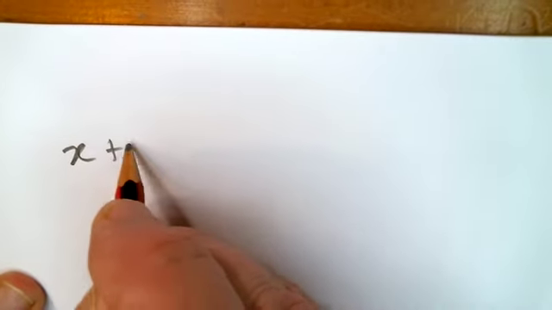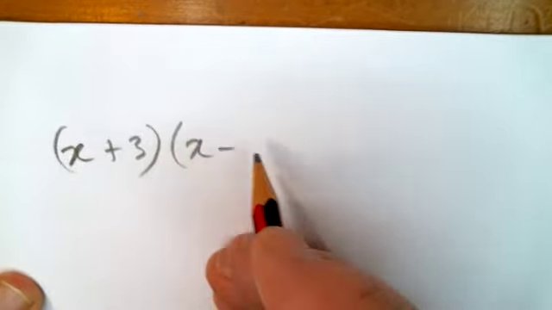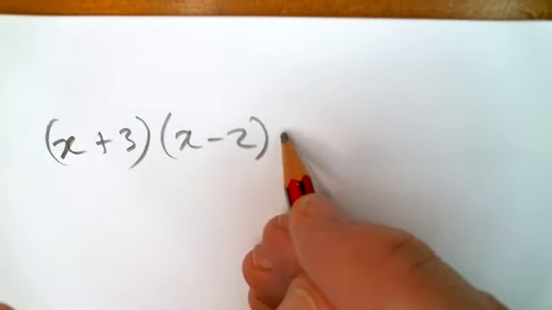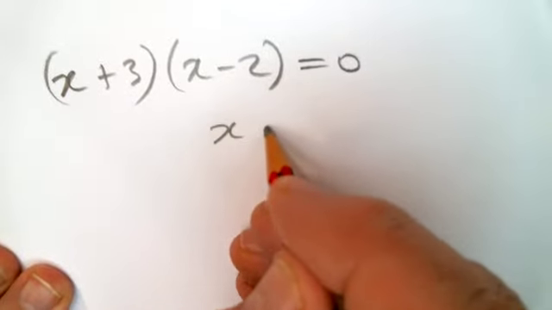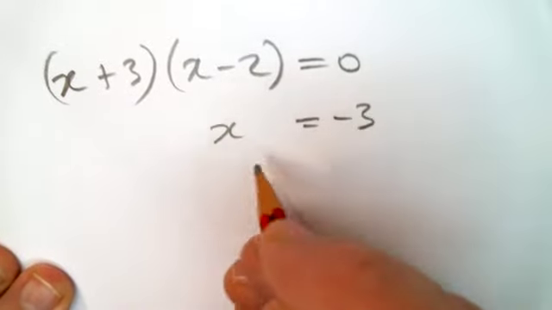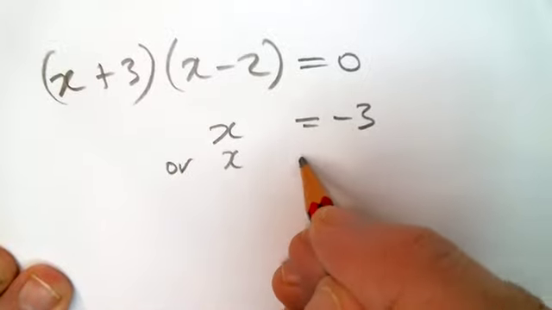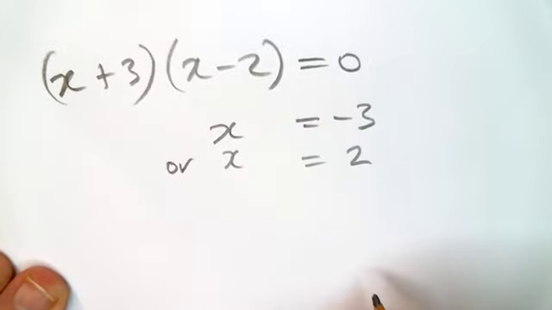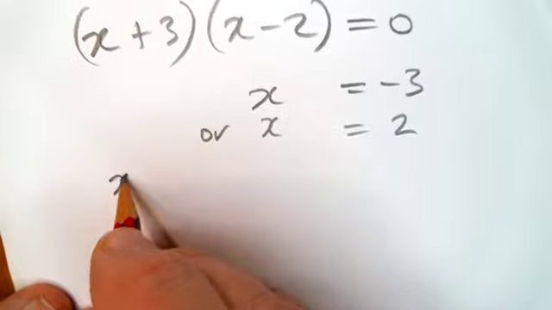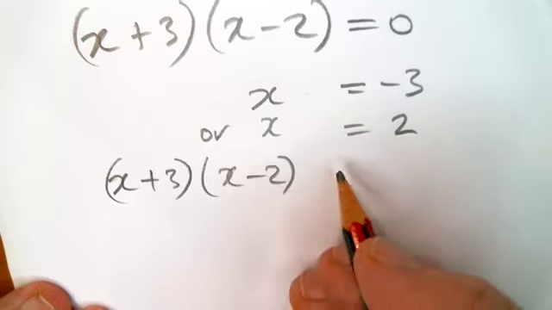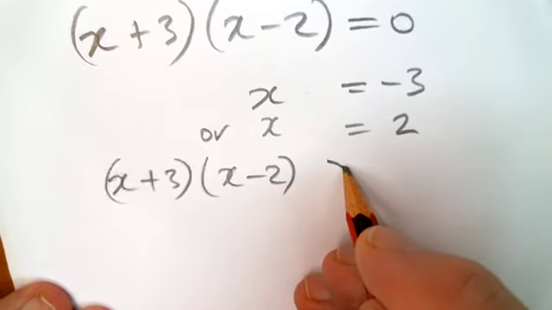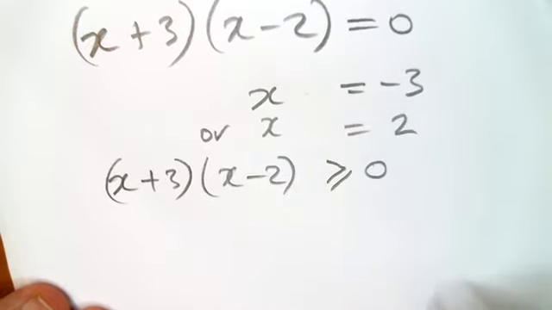All right, so now let's say we've got the same thing again, x plus 3, x minus 2. And this time, before we had equals 0, I'll just write that again. So it solves nicely into x is equal to -3, or x is equal to plus 2. But let's say this time we changed it. We said x plus 3, x minus 2, and this time we said is greater or equal to 0.